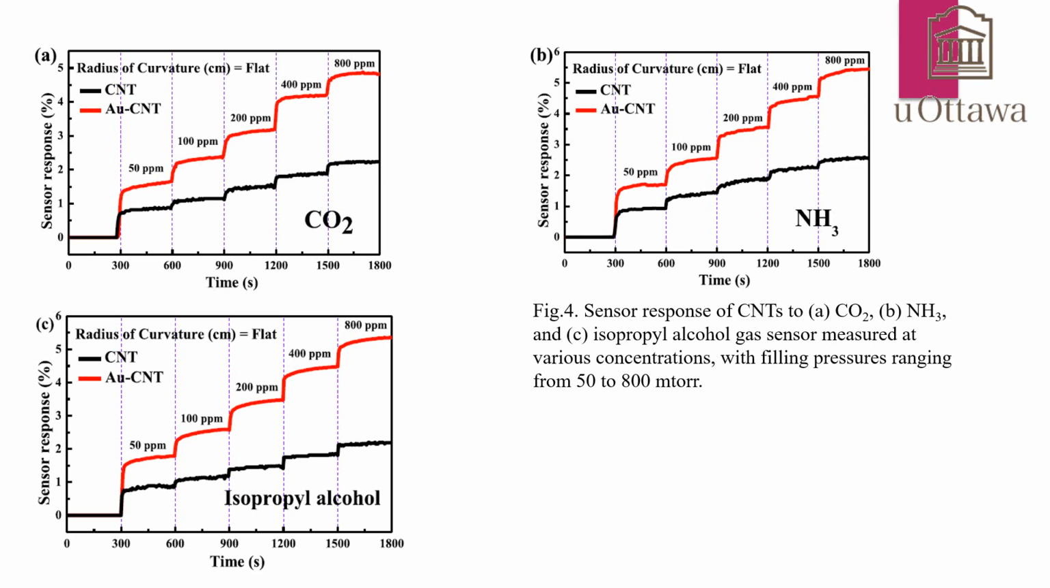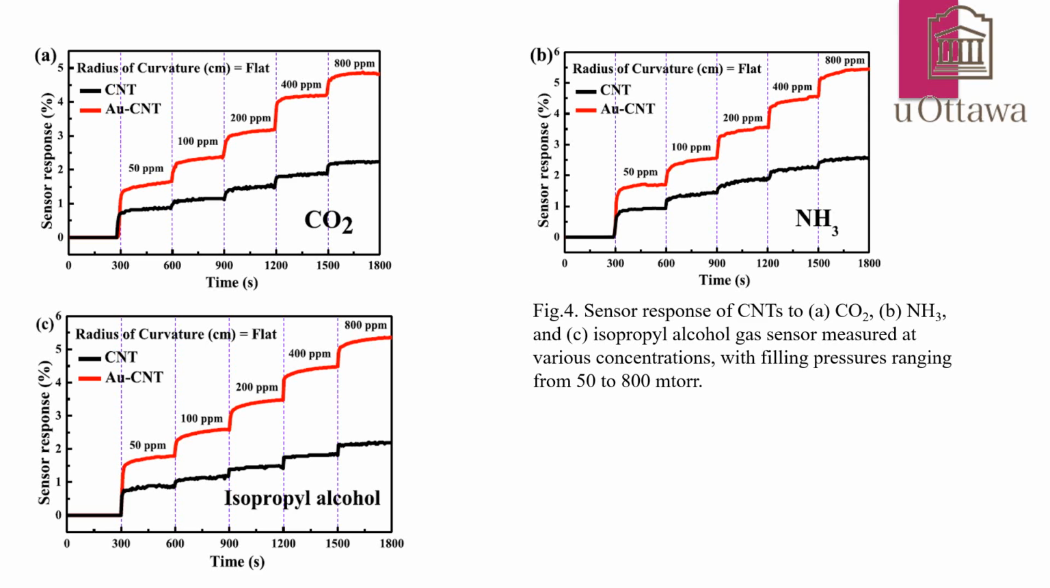Figure 4a shows the plots of AuCNT sensor response versus CO2 gas pressure at CO2 concentrations of 50, 100, 200, 400, and 800 ppm. The measured sensitivities were approximately 1.5%, 2.3%, 3.1%, 4.1%, and 4.8% respectively. Figure 4b shows the plot of AuCNT sensor response versus ammonia gas pressure at ammonia gas concentrations of 50, 100, 200, 400, and 800 ppm. The measured sensitivities were approximately 1.7%, 2.5%, 3.4%, 4.4%, and 5.2% respectively.